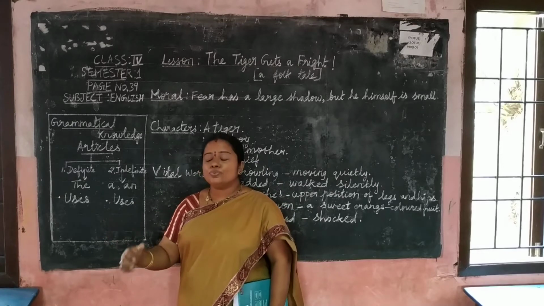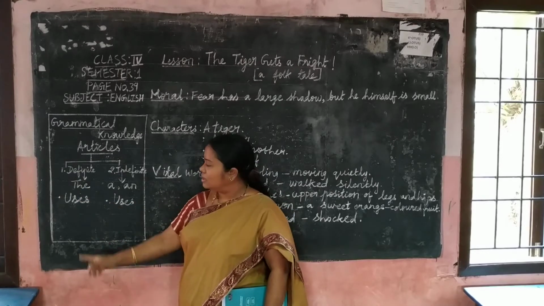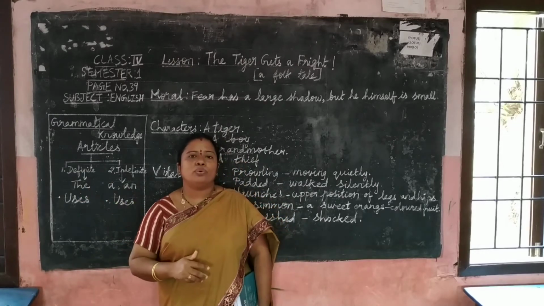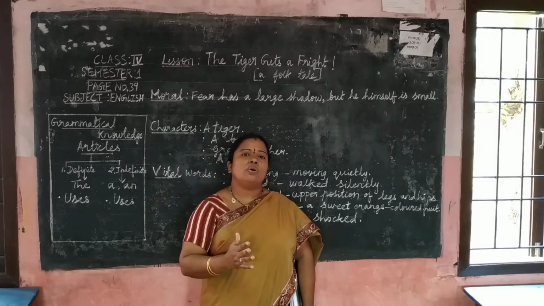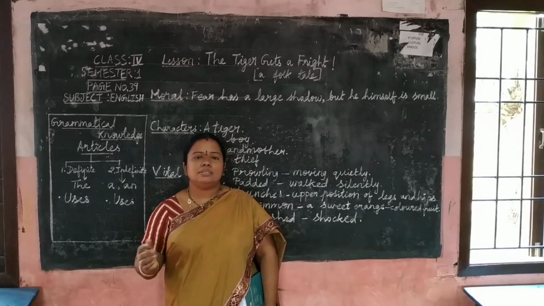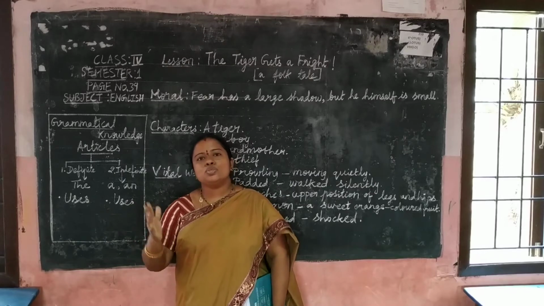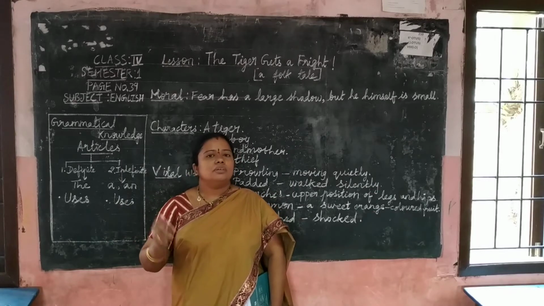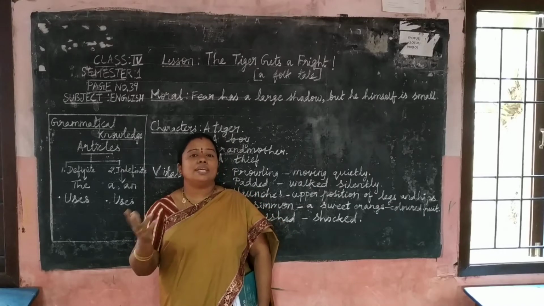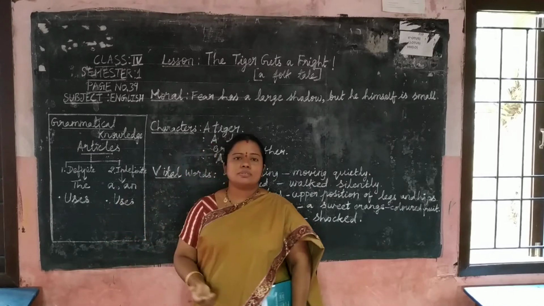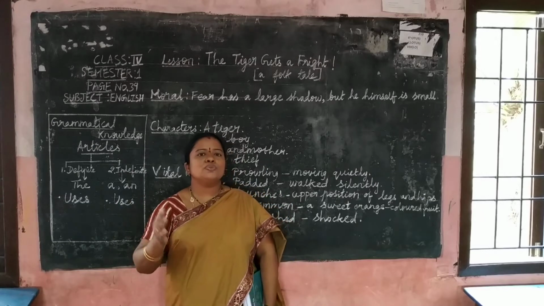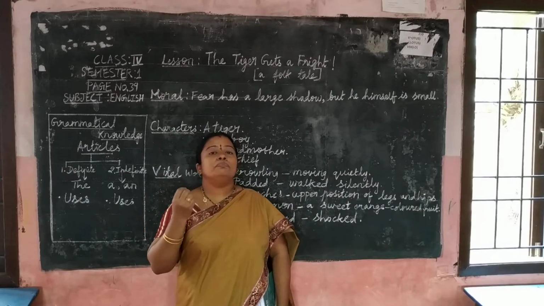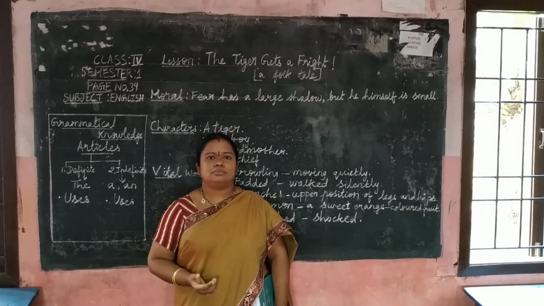So where do we use the article? The is used before the names of oceans, seas. The is used before the names of great epics. The is used before the names of holy books. The is used before the names of musical instruments.